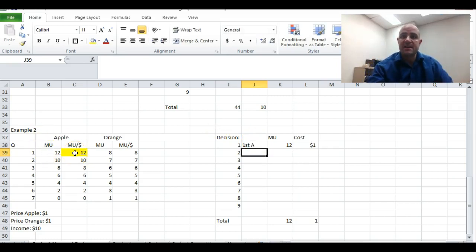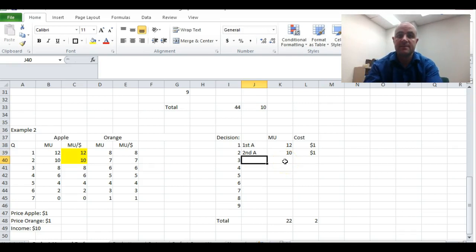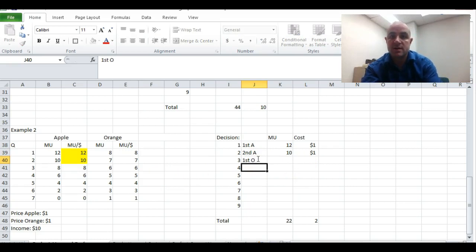So once you bought that first apple, what's your next decision? You can either buy the second apple and get 10 units of utility per dollar, or the first orange and get 8. 10 is still greater than 8, so your second decision is to buy the second apple. You get 10 units of utility per dollar. It only costs $1. Now we're at our third decision. You can either buy the third apple and get 8 utility per dollar, or the first orange and get 8. Here it doesn't matter. So let's say you do the first orange and then the third apple, and you get 8 and 8, and they each cost $1.